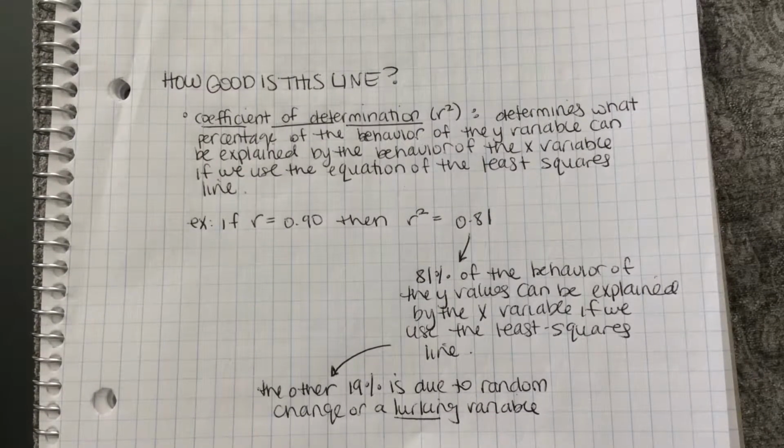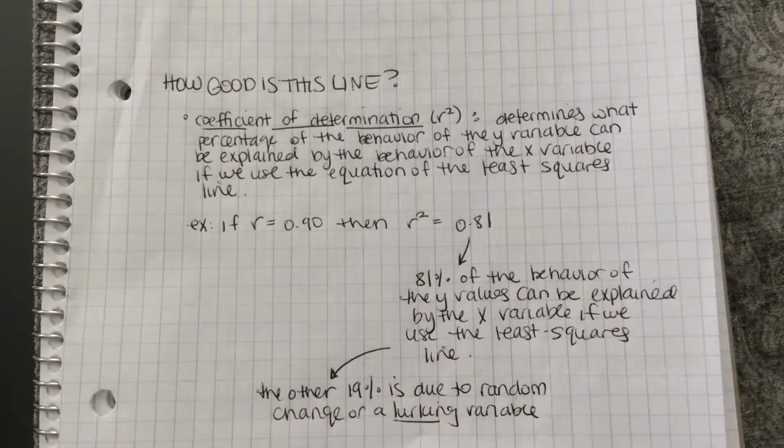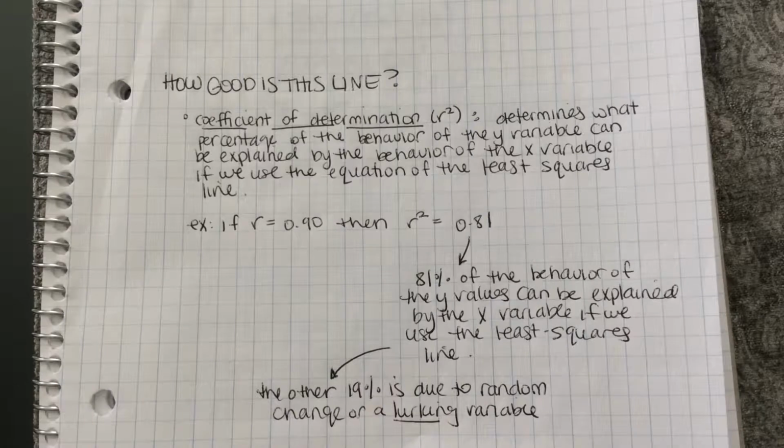So how good is this least squares line that we're finding? What's the purpose of using it if it's actually not a good predictor of y values for a given x value connected to our data? The way we determine this is with the coefficient of determination, which is the variable r squared. This determines what percentage of the behavior of the y variable can be explained by the behavior of the x variable if we use the equation of the least squares line to do the predicting.